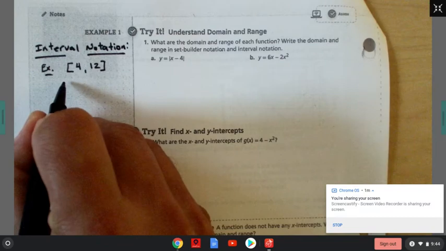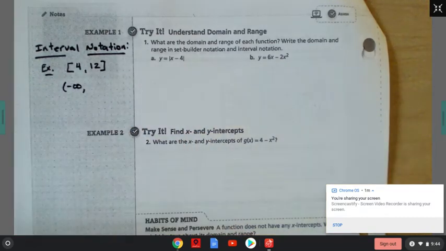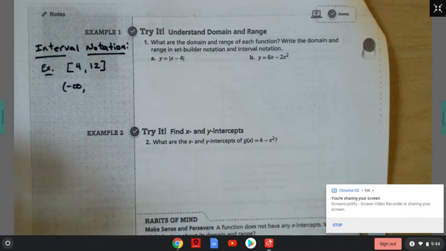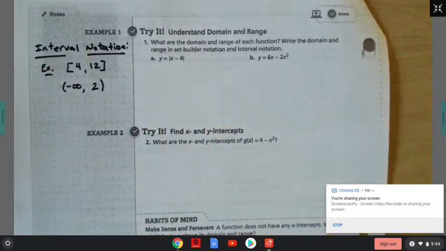Another option that you might see is this symbol, which we call infinity, which means it goes forever and ever and never stops, from negative infinity to 2, but this time we put parentheses around them. Okay, so that means a couple of different things.